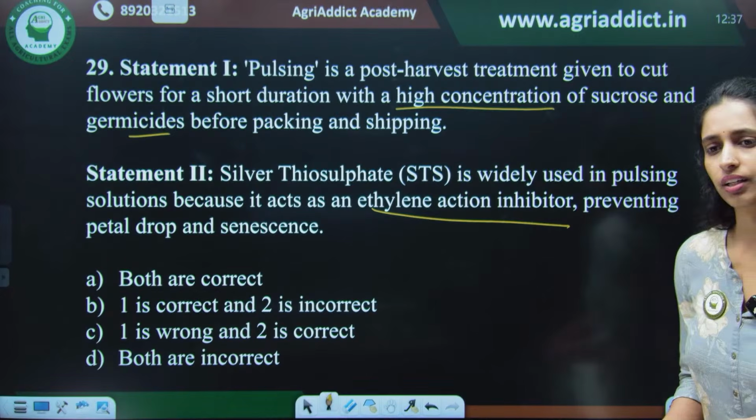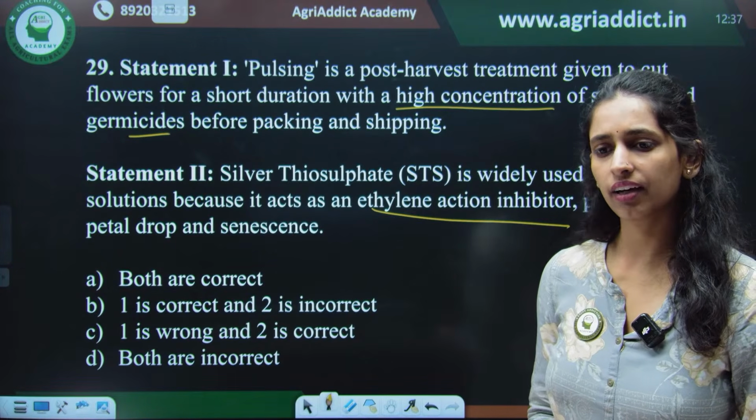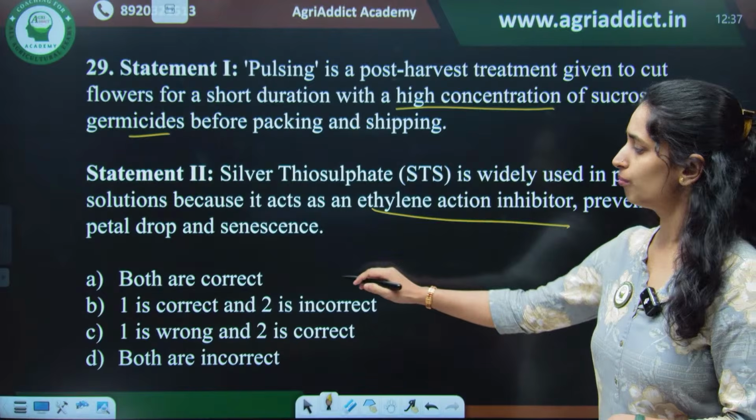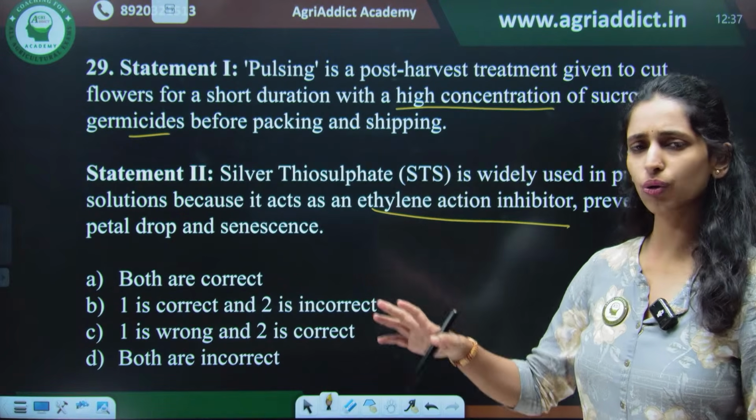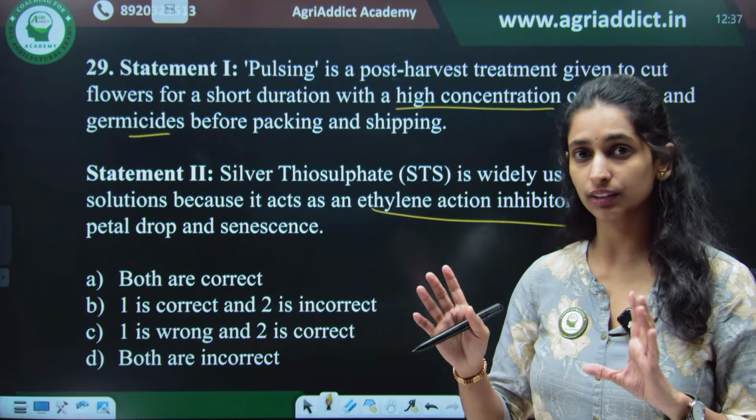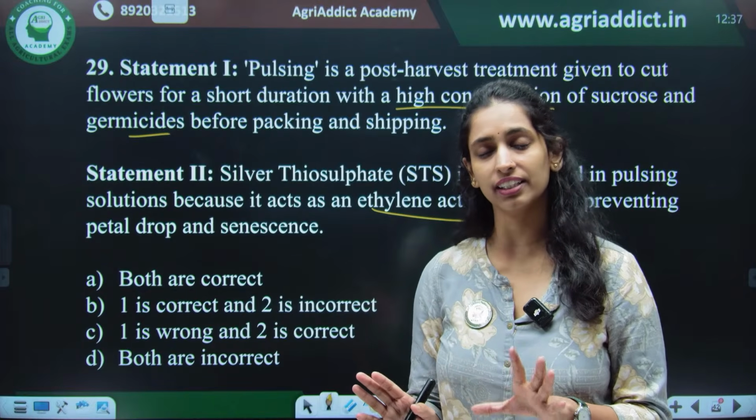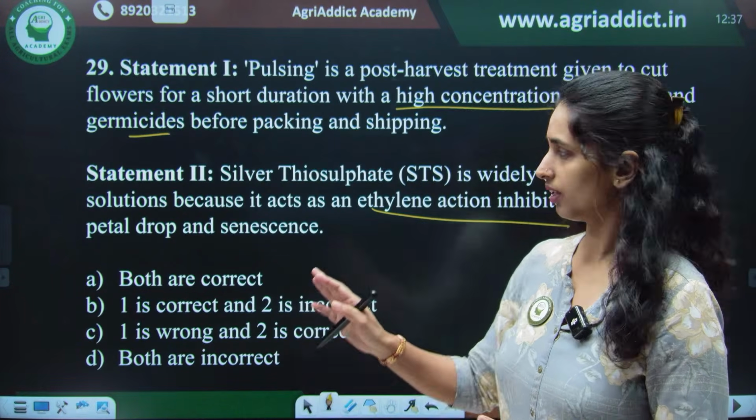Okay. Here you can guess, Priya Yadav, the right answer is that both are correct. If you know the statement, mostly at least one will be correct. Both being incorrect is a very rare case, you remember that.